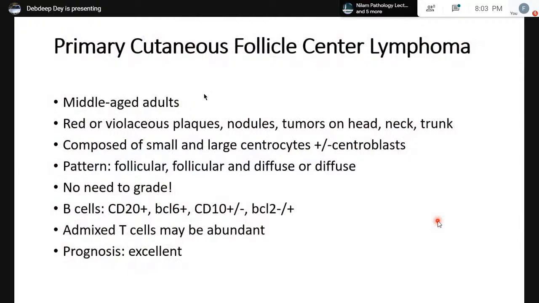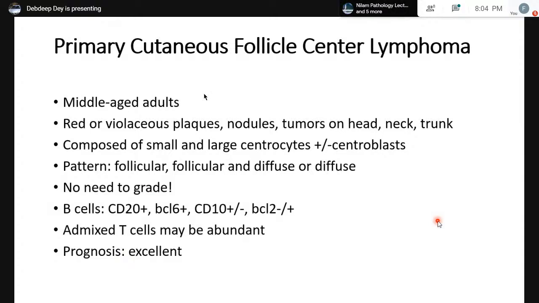It occurs in middle-aged adults and presents with red, violaceous plaques and nodules, predominantly tumors of the head, neck, and trunk, composed of small and large centrocytes and centroblasts. The pattern might be follicular or diffuse, or only diffuse. When it is only diffuse, the differential diagnosis comes in with a DLBCL.